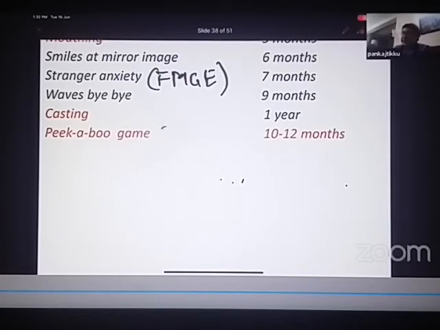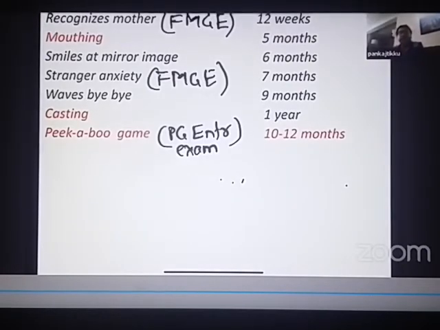This is again a PG entrance exam question. So, milestones, many of them are asked in the exam. So you have to memorize them again and again. When does a child enjoy a peekaboo game? A child enjoys a peekaboo game at the age of 10 to 12 months.